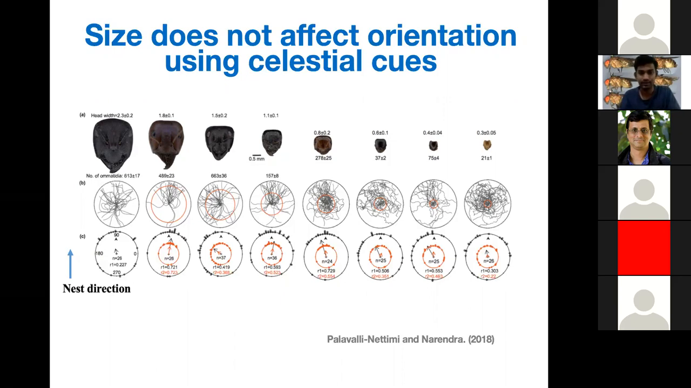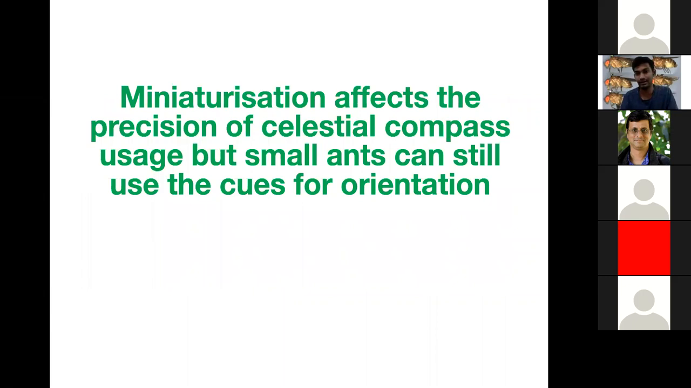Right. So even though we find that size doesn't actually affect their ability to use celestial compass cues for orientation, it is possible that the precision and accuracy at which they detect a particular cue might be affected, and that's what explains differences in path straightness and differences in speeds as well. Right, so this is all the ant part.